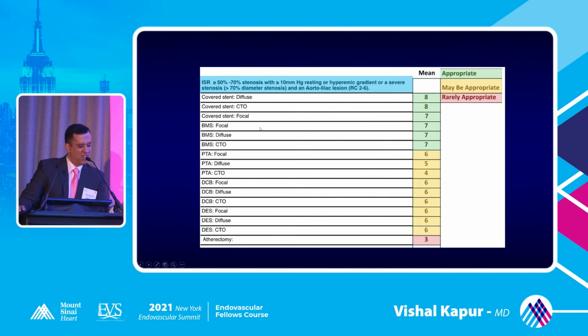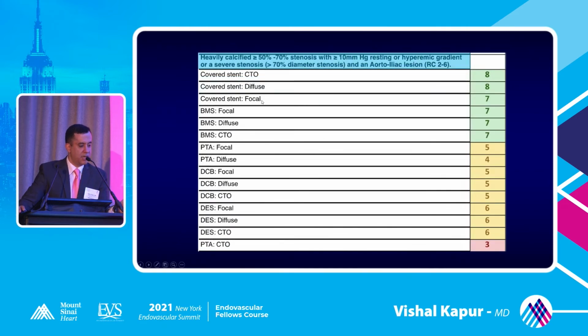Sorry. So again, talking about appropriateness, when there is severe disease of more than 70%, you have to use stenting. Of course, all the lesion characteristics warrant a stent. Covered stent versus bare metal stent depends on the lesion characteristics per se. For CTOs, covered stents are supposed to be appropriate. Bare metal stents are mainly for focal and diffuse disease. PTA alone, essentially, is not really appropriate for treatment of iliac disease.